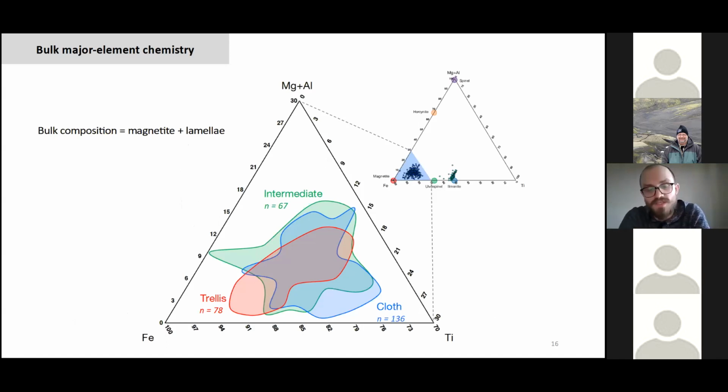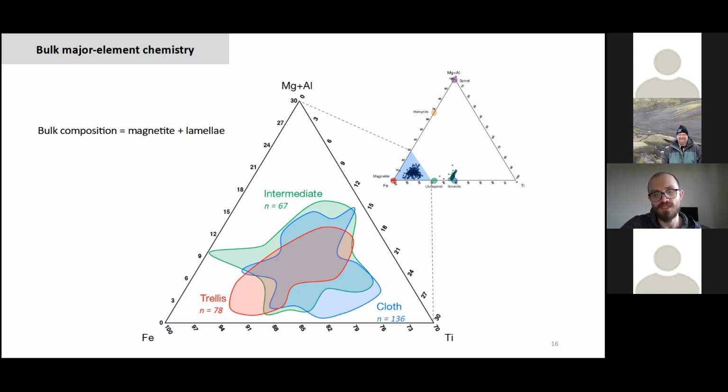So if all of these different textural varieties of iron titanium oxide simply represent different degrees of oxidation of the same high temperature solid solution, then their chemistry should be similar, their major element chemistry. So here we have another ternary diagram looking at the bulk composition of iron, titanium, and magnesium plus aluminum for these different textural varieties of oxides. And what we can see is that indeed their major element contents are almost identical, at least they overlap, which agrees with the idea that they represent the same solid solution.